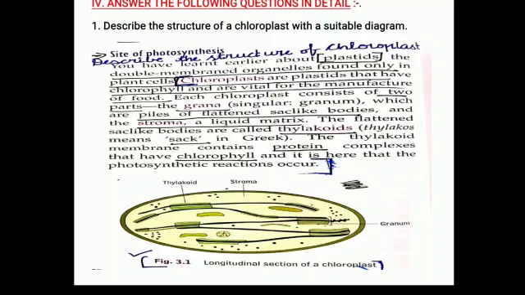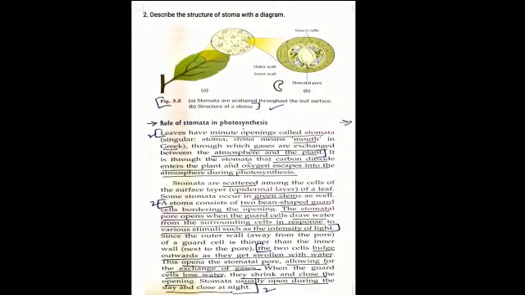The flattened sac bodies are called thylakoids. The thylakoid membrane contains protein complexes that have chlorophyll, and it is here that the photosynthetic reaction occurs. For this question, you must draw the diagram also, the longitudinal section of a chloroplast. Next, question number 2. Describe the structure of a stoma with a diagram.